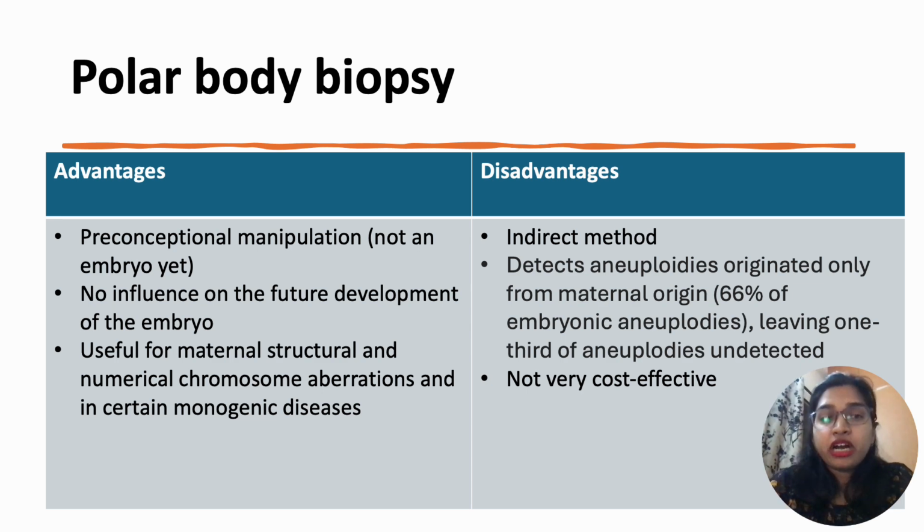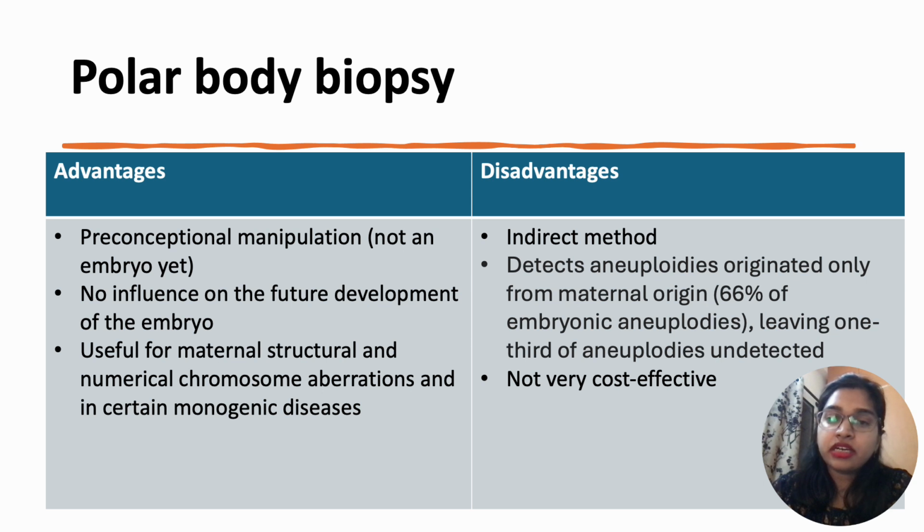So, if we talk about advantages, what are we doing in polar body biopsy? We are doing preconceptional manipulation. Why? Because it is not an embryo yet. So, whatever we are doing on the polar body that we have collected from the oocyte, it is not an embryo yet, so there is no influence on the future development of the embryo. Next advantage is that polar bodies have no genetic contribution. Whatever is there in the oocyte, polar bodies are like a waste material, right? Next, they are useful for maternal structural and numerical chromosomal aberrations and in certain monogenic diseases.